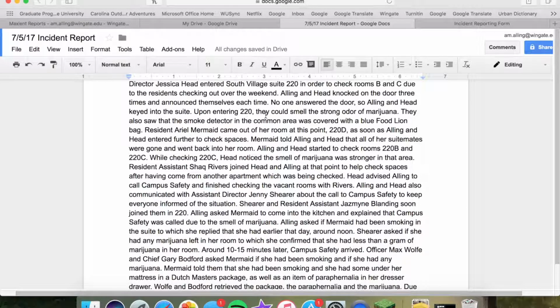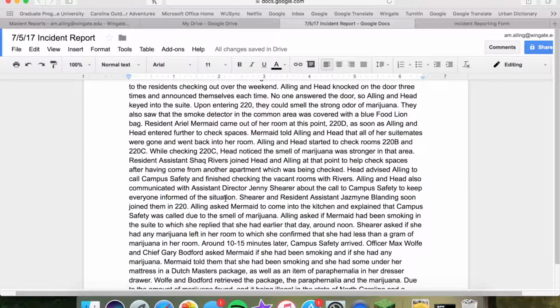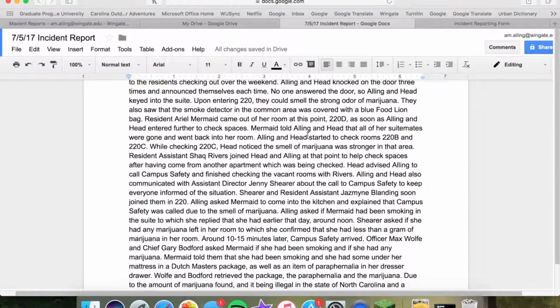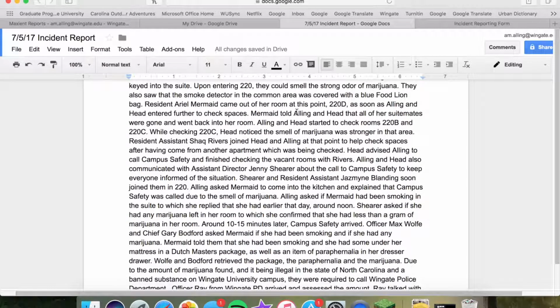Upon entering 220, they could smell the strong odor of marijuana. They also saw that the smoke detector in the common area was covered with a blue Food Lion bag. Resident Ariel Mermaid came out of her room at this point, 222D, as soon as Alling and Head entered further to check spaces. Mermaid told Alling and Head that all of her suite mates were gone and went back into her room. Alling and Head started to check rooms 220B and 220C.